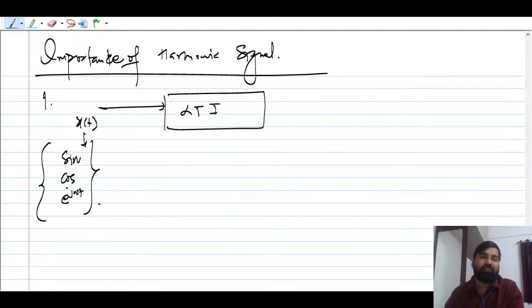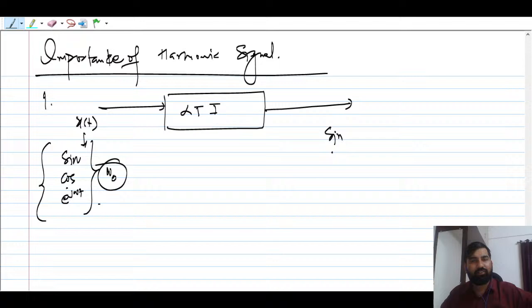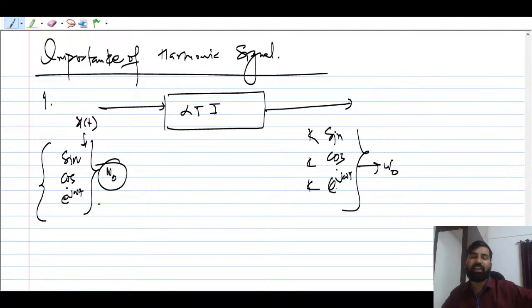So in the frequency domain, if you want to analyze the system, you always give what? Exponential, right? Suppose omega naught is the frequency of this. So the output will also have sine, cos, e raised to power j omega t. They will have the same frequency, but some k can be multiplied here, and phase can be added also, right? That is very important to keep in mind.